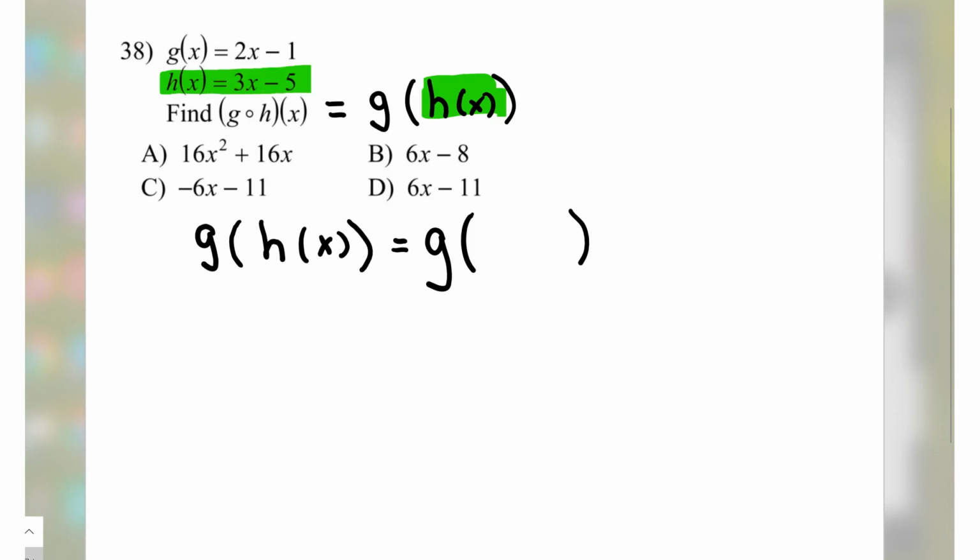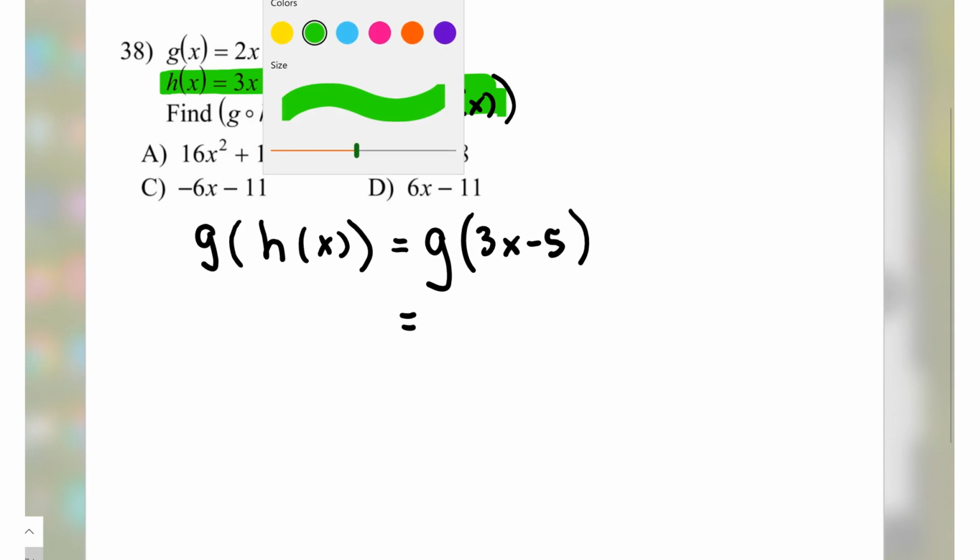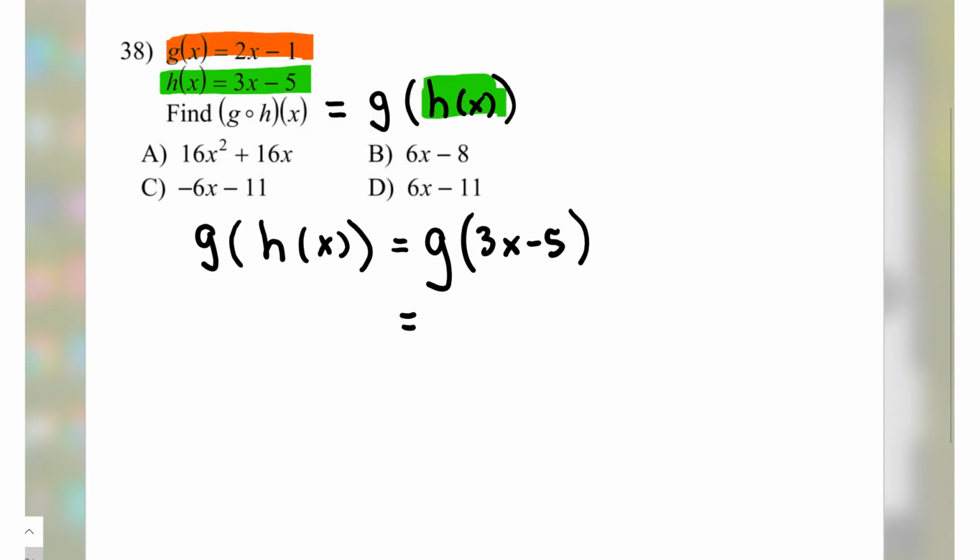So let's use 3x minus 5. We're going to use the G function, but wherever you see an X, that will be the input. This right here will be the input. So you have 2, and then you have input minus 1. That is the input. In this case, it's 3x minus 5.